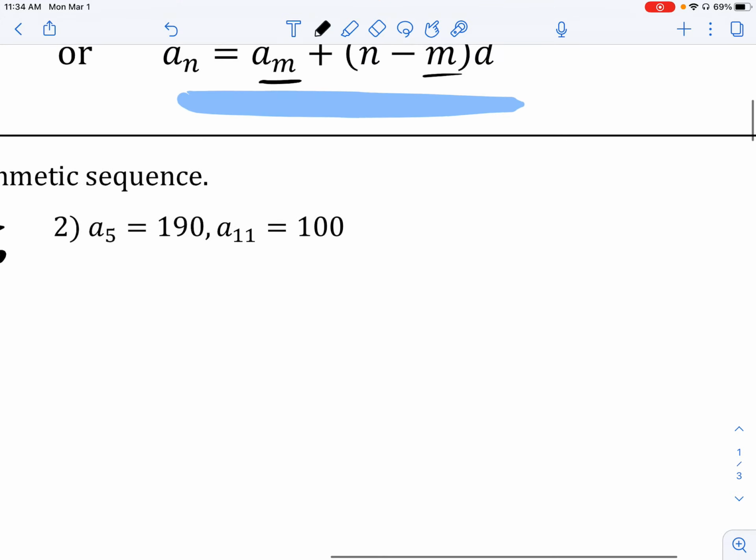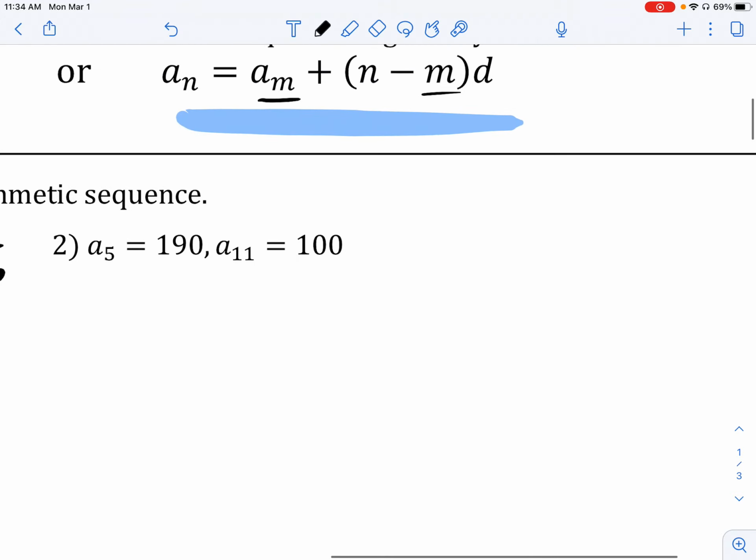And what I'm going to do is I'm going to actually plug in these values here into this general term. So what we're going to really do is we're going to treat this as our a sub m and this as our a sub n. And we're just doing this so that we can solve for our common difference. And it doesn't matter. You can actually flip these around and still get the same thing.